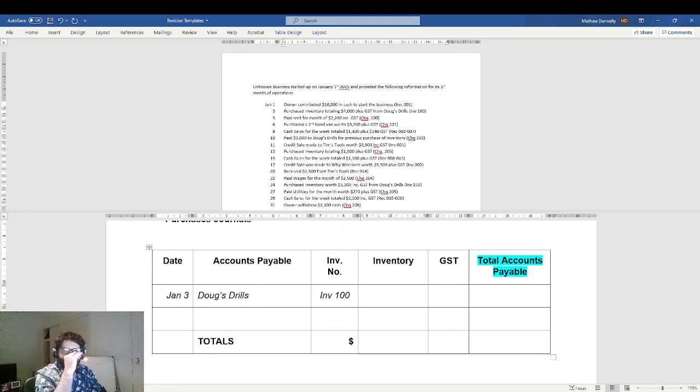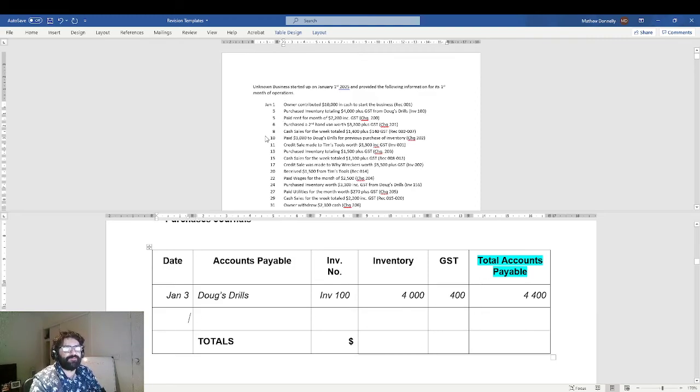How much is the inventory? It says right there 4,000, sorry, plus GST. So we need to add GST in. Now GST is 10%, so we just go 4,000 times 10%, or we cross a zero out and we see it's 400, and then we add them together and it's 4,400. Alternatively, we could just go 4,000 times 1.1. So either or, not an issue. And that's that transaction done.